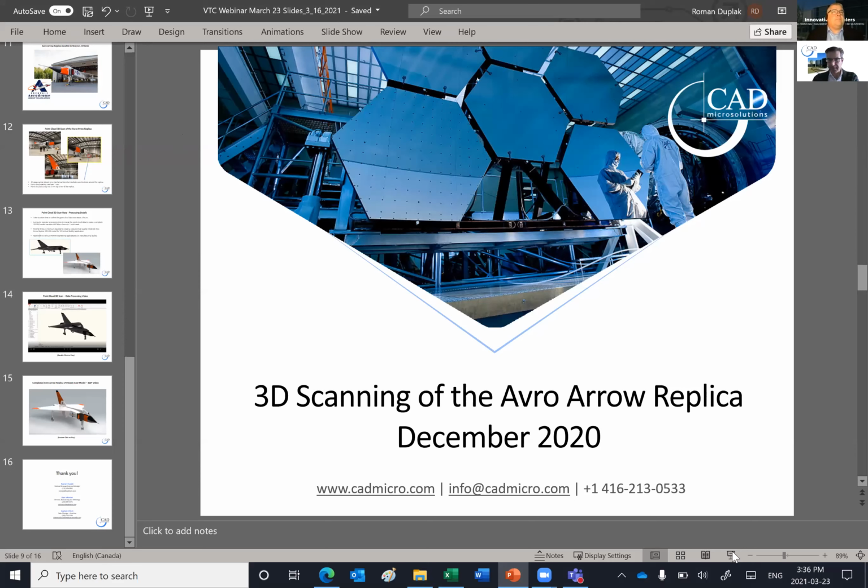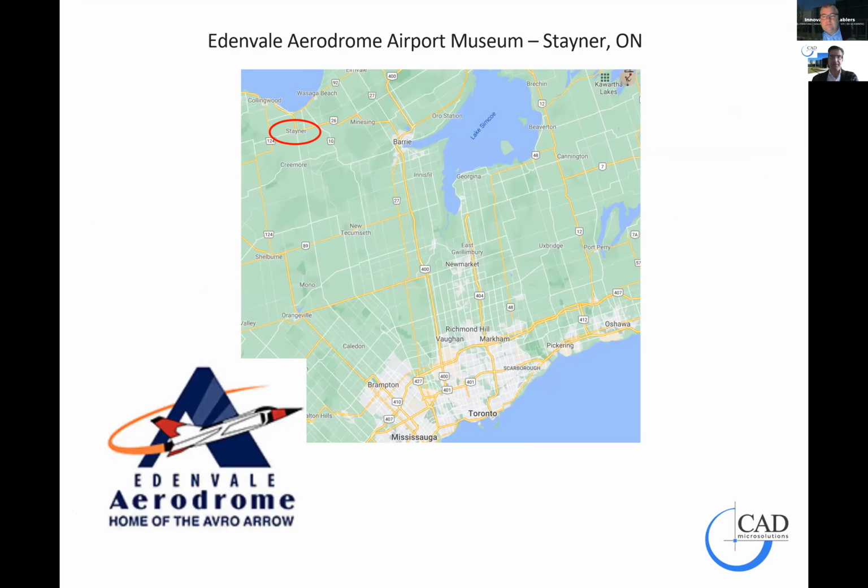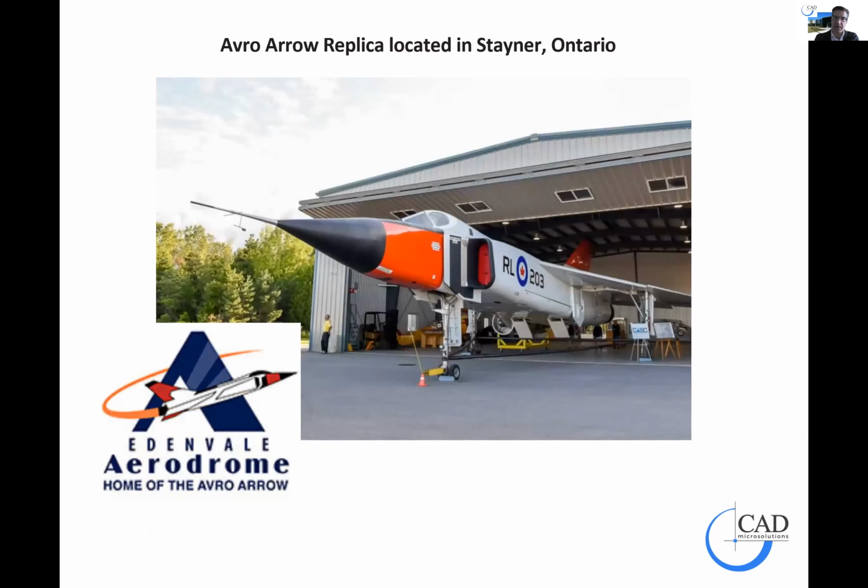So as promised, I'll now start with the portion about the project that we worked on, the Avro Arrow replica 3D scan, which was done just this past December. In the town of Stayner, Ontario, approximately an hour and a half north of Toronto and roughly half an hour west of Barrie, there is a small airport and museum called the Edenvale Aerodrome Airport Museum. In that museum is the replica of the Avro Arrow.